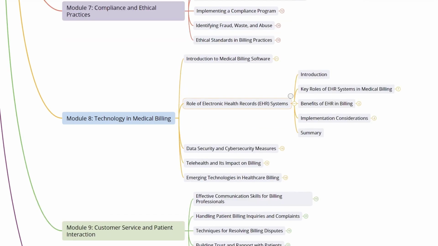Next, the role of electronic health record systems. EHRs have become central to capturing comprehensive patient data, facilitating accurate coding, and streamlining billing processes. They support interoperability and data sharing among healthcare providers.